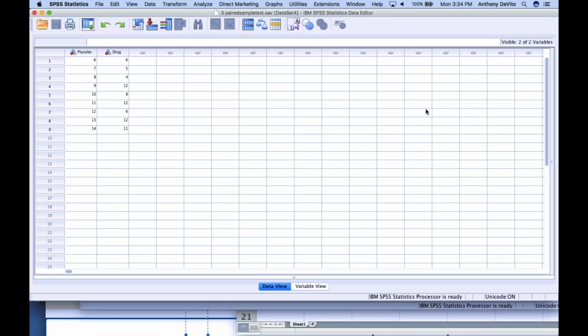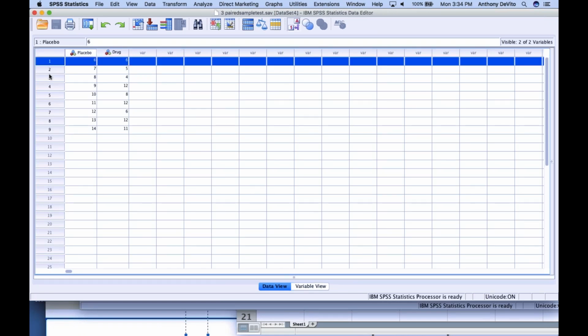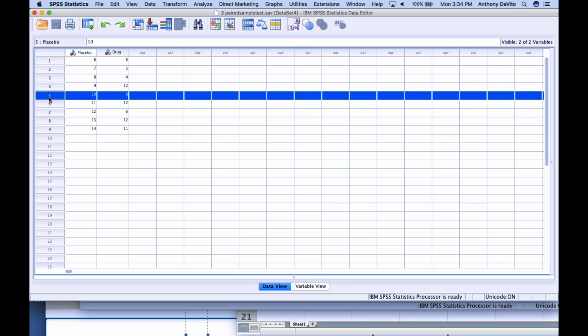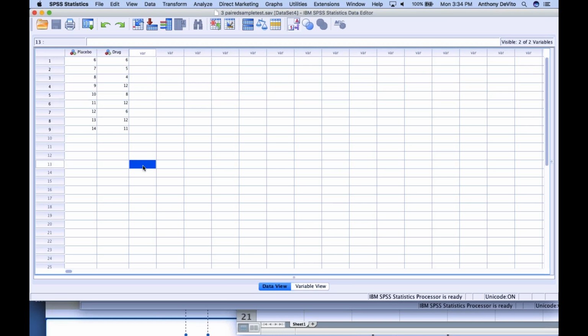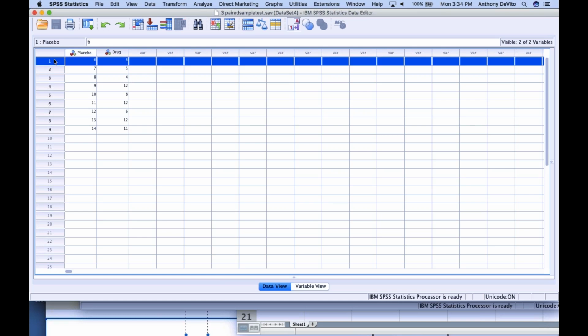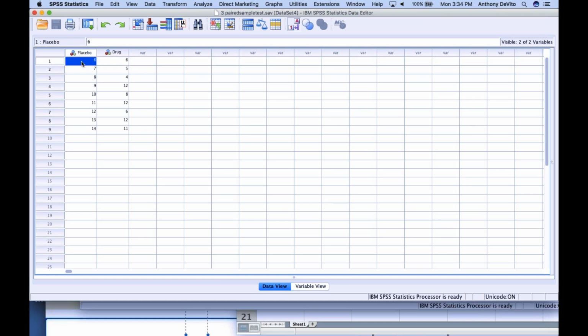Now we have 9 people who were in the study: person number 1, person number 3, 4, 5, etc. They were given a drug. For 2 weeks, they took a placebo or they took a drug. It doesn't show which order; they probably randomized the order. But for person number 1, this is his score when he took the placebo, and this is his score when he took the drug. But it's the same person.